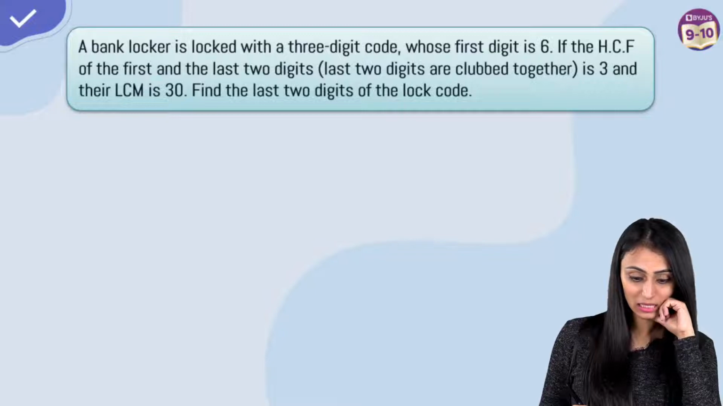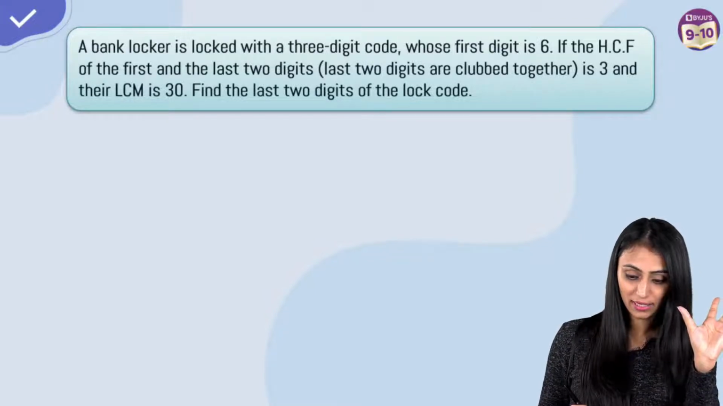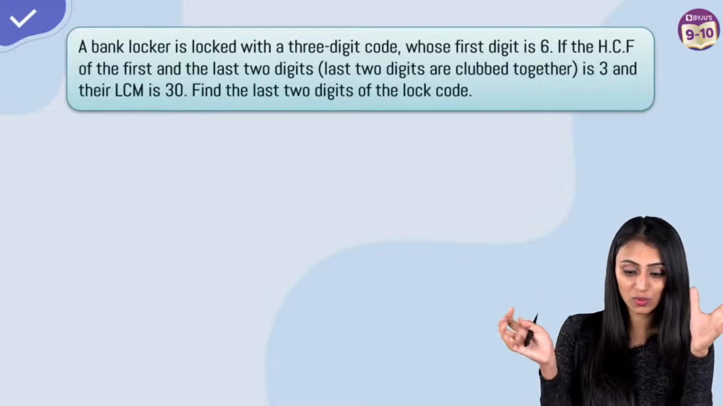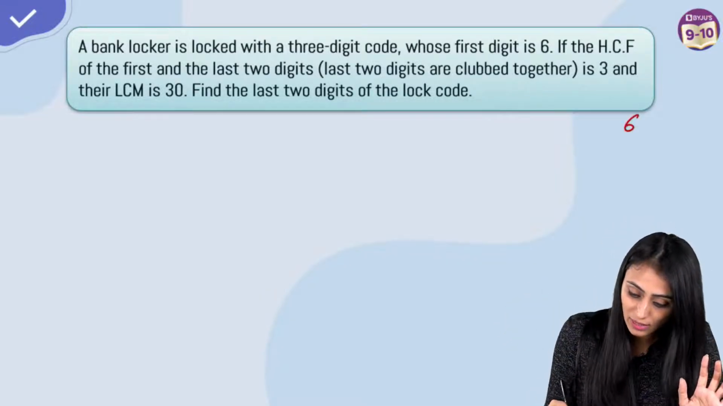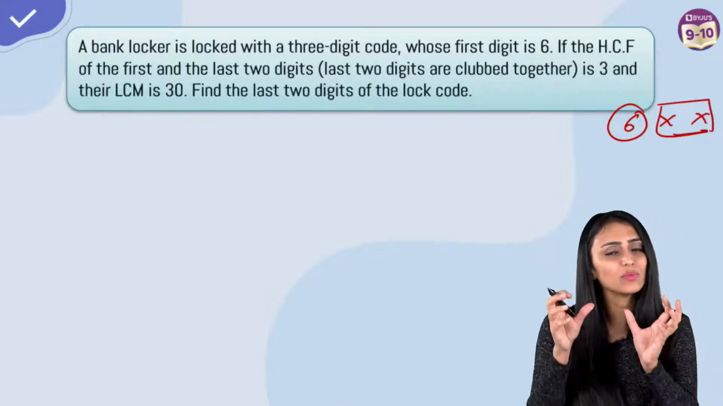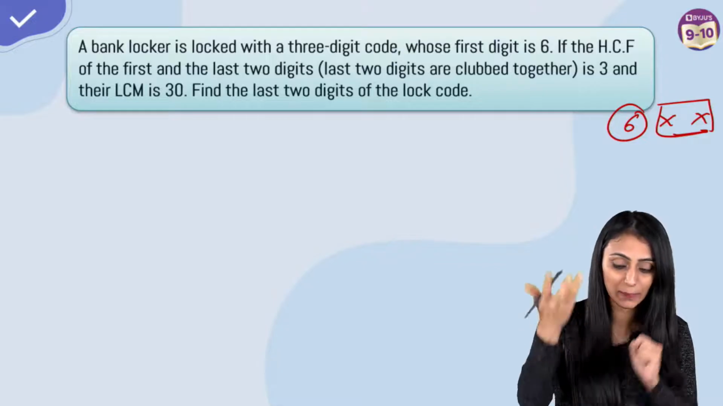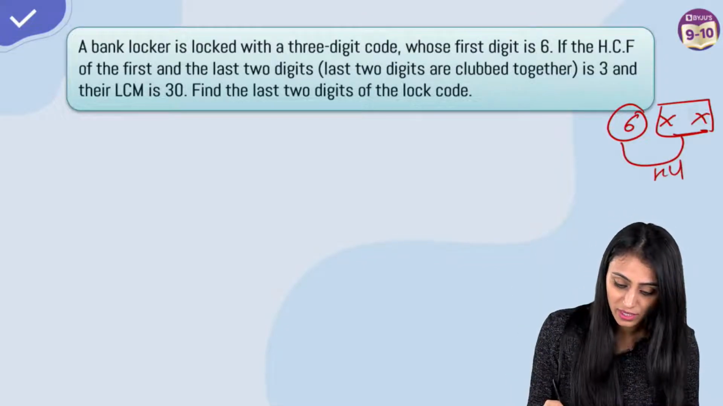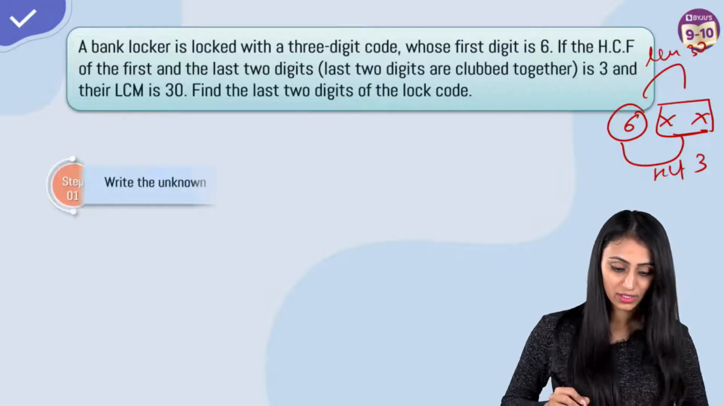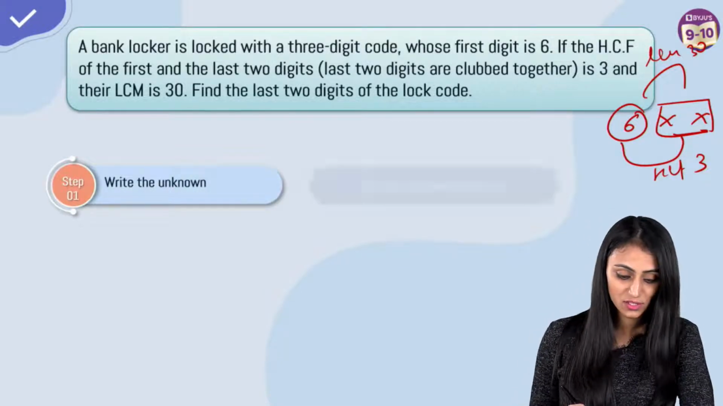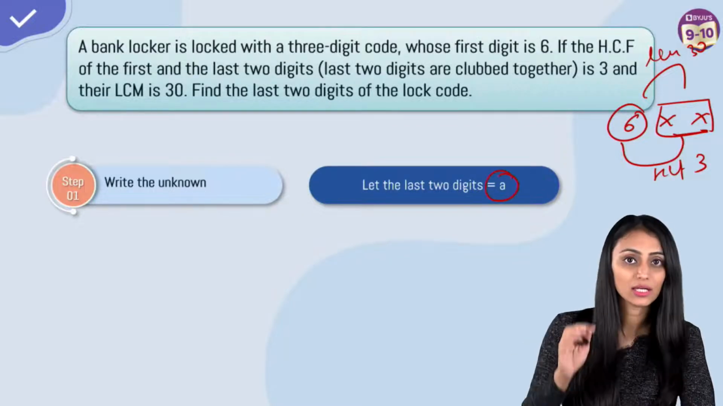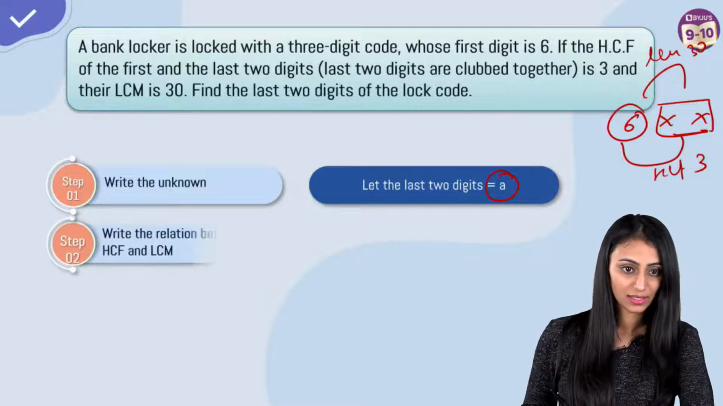So when we are saying there is a bank locker, 3-digit code, right? The first digit is 6. HCF of the first and the last 2 digits, we are clubbing them together. So it's given like this, right? First and the last ones, we are clubbing them together, which means we are considering them as one number. So their HCF is 3 and their LCM is 30. So the last 2 digits of the lock code are what? First we write the unknown thing, right? Let's say the last 2 digits together represent A.